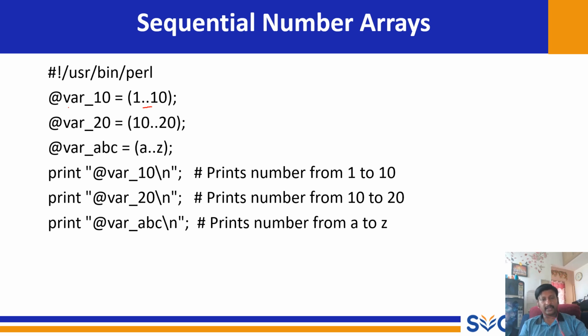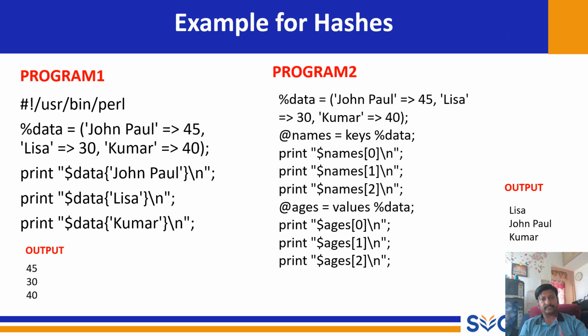In this case, you'll get A, B, C, D, E, F, G, H up to Z. You're going to store it in var_ABC. And if you use a print statement to output the following, obviously you get 1 to 10, here 10 to 20, and here you get A to Z. Now let me go to the last data type, the illustration for hashes.